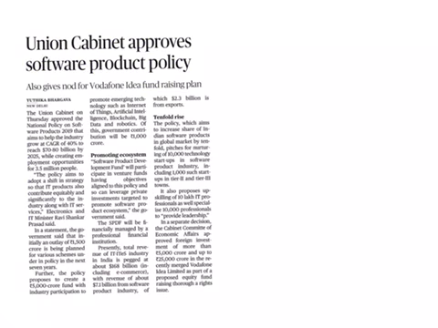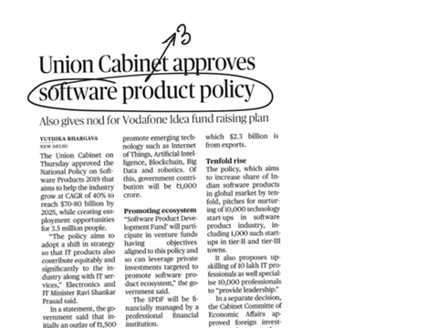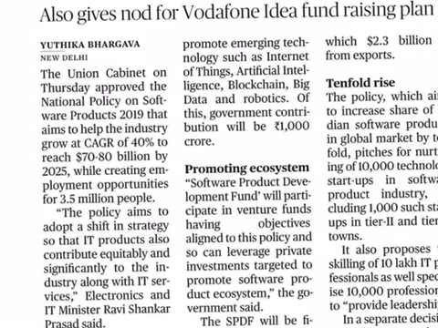The next article is Union Cabinet approves Software Product Policy. This article comes under GS Paper 3 under the topic of technology. Here, the Union Cabinet has approved this National Policy on Software Products in order to help the industry grow at a compound annual growth rate of 40%.